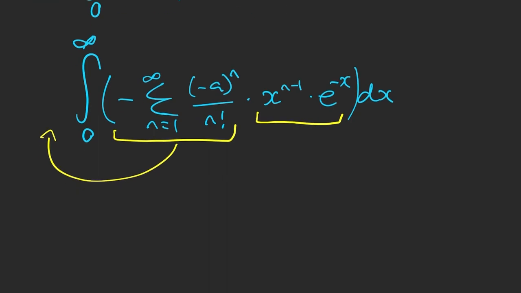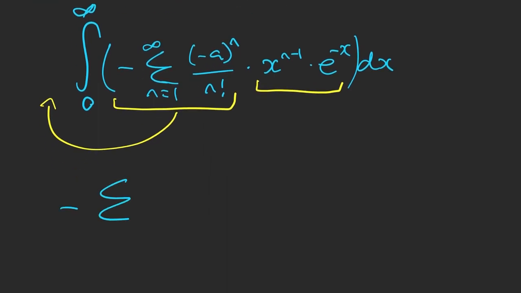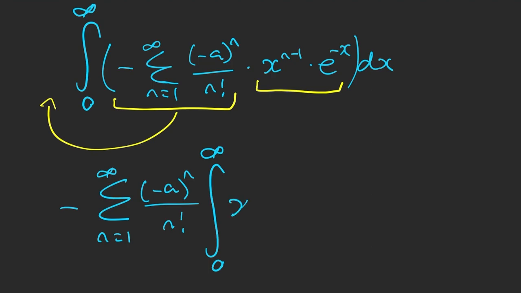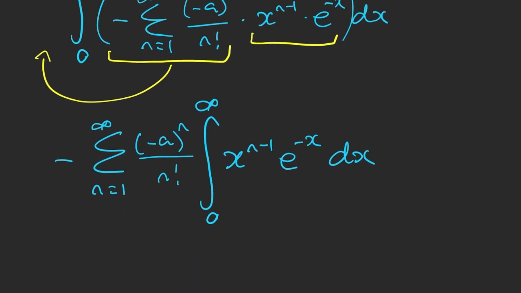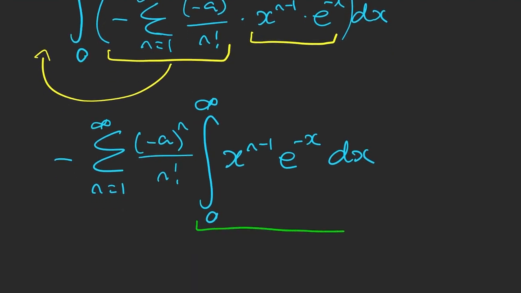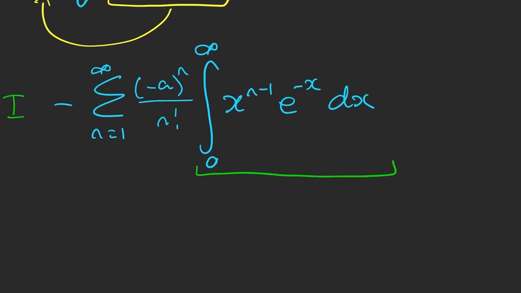Excellent. So we've got the negative sum from n is 1 to infinity of negative a to the n over n factorial times the integral from 0 to infinity of x to the n minus 1 e to the negative x dx. Brilliant. We've now got an integral to solve. We can go ahead and find this integral right here. And also I should say that I is equal to this integral. So let's deal with this integral now.